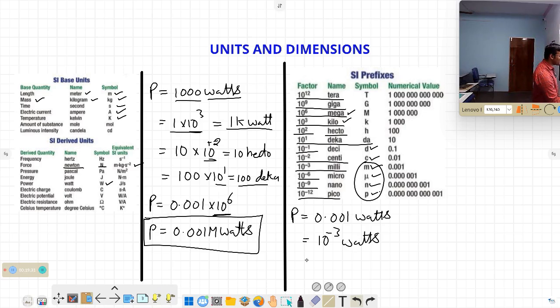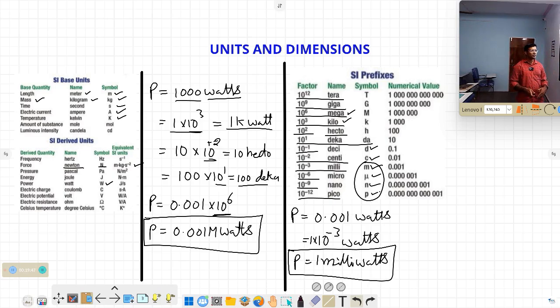So 10 power minus 3 means what is the value of this one? That is milli. This is nothing but 1 into 10 power minus 3, that is nothing but 1 milliwatt, which is the answer for this question. So you have to express this in terms of milliwatts, or you can also express in terms of micro, nano, pico. So this is most important. You have to memorize this table and understand the conversion of one physical unit to another unit, in terms of kilo, mega, either positive powers or negative powers, like that.